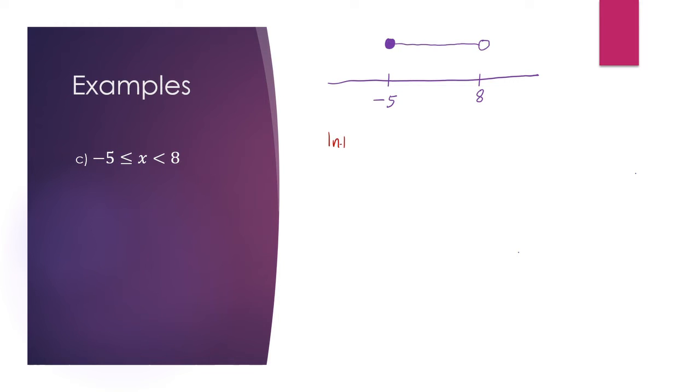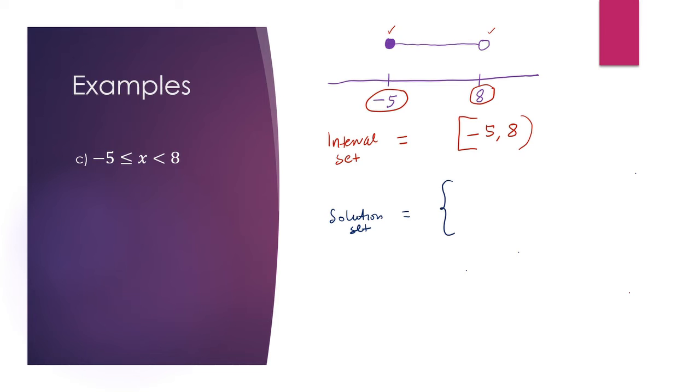So for my interval set, I need two numbers, smaller number on the left and larger number on the right. So -5, 8. At -5, the point is closed, so I have a closed bracket. And at 8, the point is open, so open bracket at 8. Now for solution set, I have a curly bracket. Then I check what variable I have. My variable is x, so x double dot. And final step, I just copy the inequality. -5 less than or equals to x less than 8.